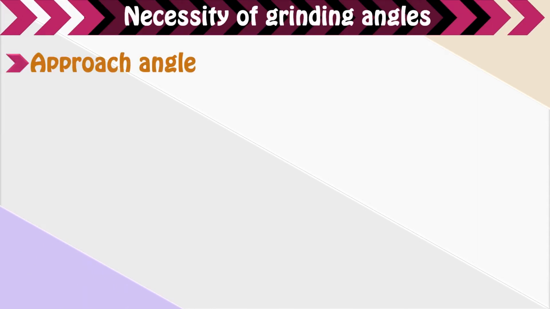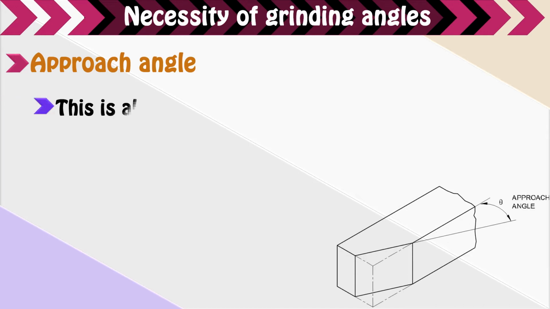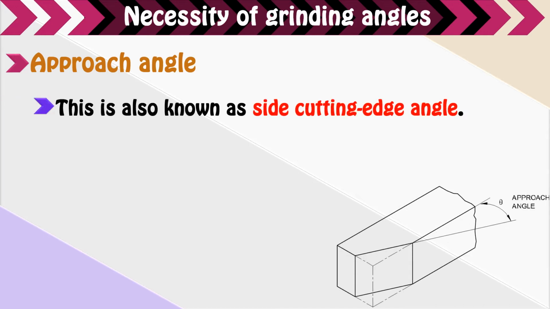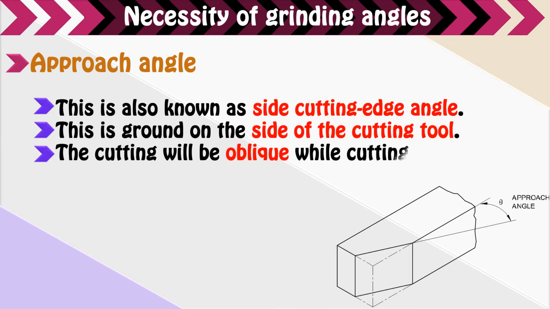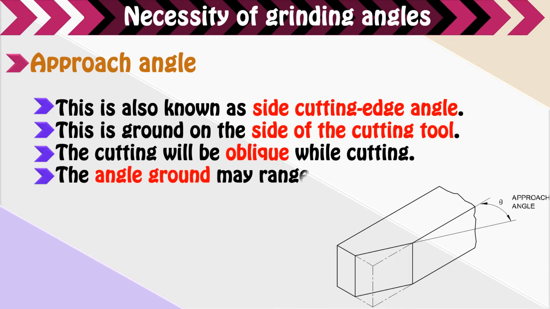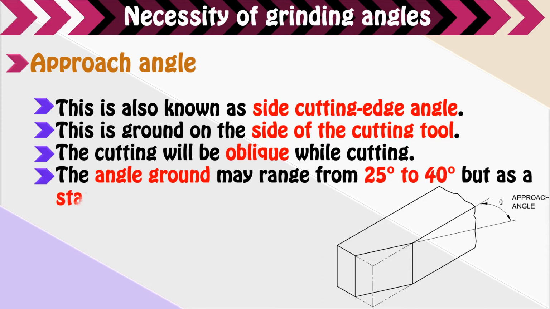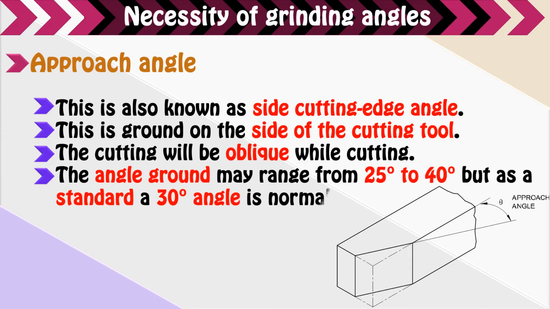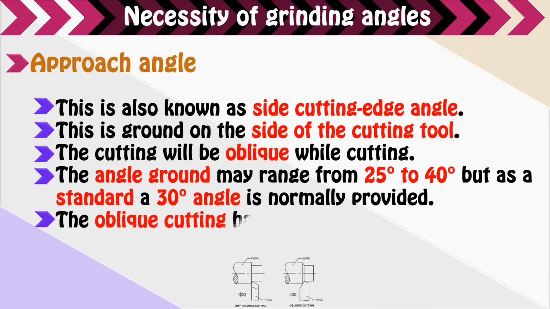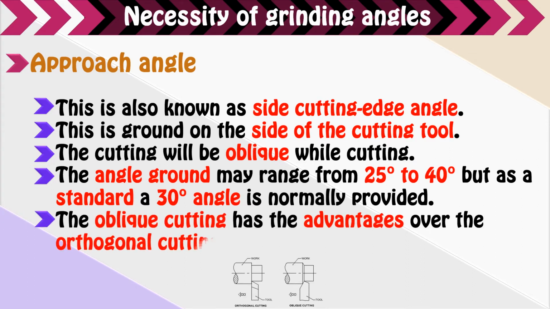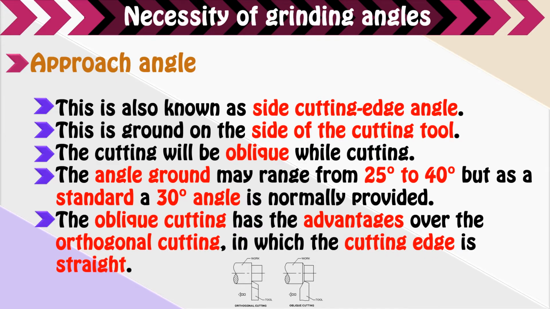Let's see about the approach angle. This is also known as side cutting edge angle. This is ground on the side of the cutting tool. The cutting will be oblique while cutting. The angle ground may range from 25 degrees to 40 degrees, but as a standard a 30 degrees angle is normally provided. The oblique cutting has the advantages over the orthogonal cutting, in which the cutting edge is straight.